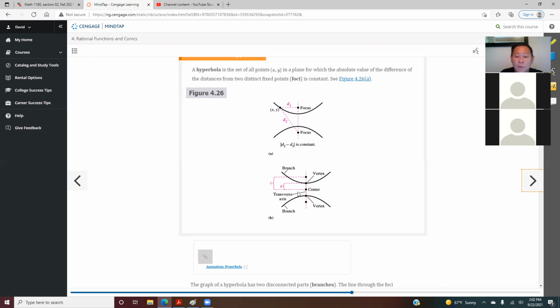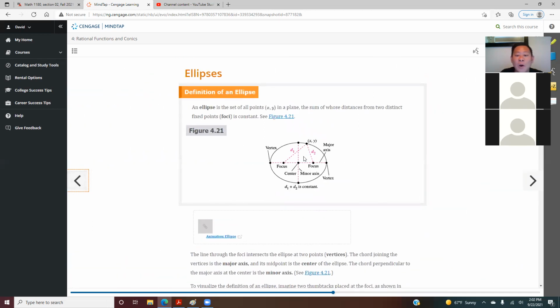What we call this line is a transverse axis. The transverse axis is where your center, your vertex, and your foci, or focus points, are on the same line. If they're on the same line, we call this your transverse axis. It's different from ellipses. If I go back to ellipses, we call that the major axis. In an ellipse, if you have your center, your focus, and your vertex on the same line, we call it a major axis.